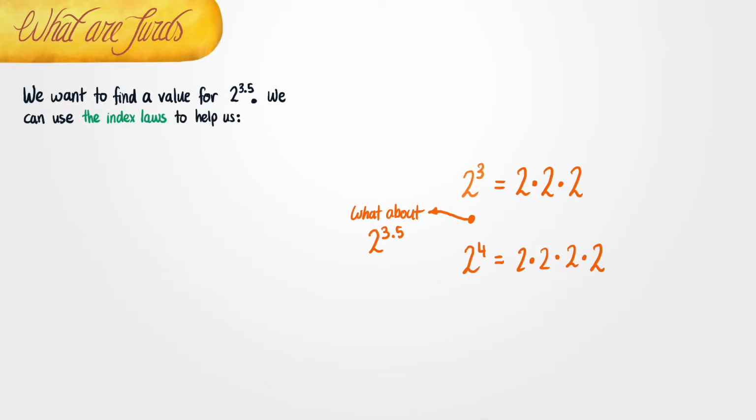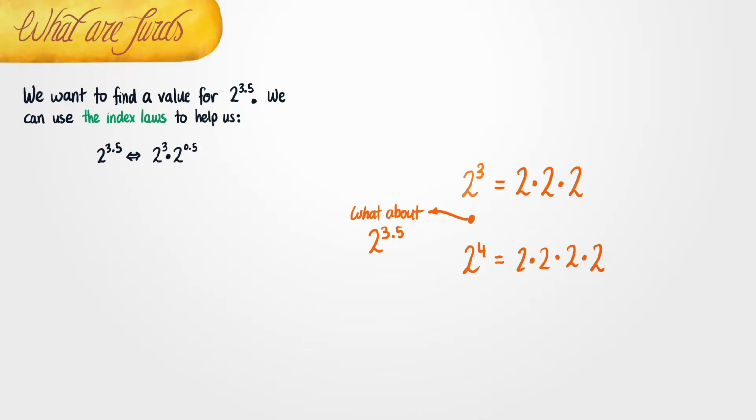So to figure out what 2 to the power of 3.5 should actually equal, we can start by actually using the index laws. First off, we know that 3.5 is the exact same thing as 3 plus 0.5. Once we know this, then the index laws say that this can be rewritten as 2 to the power of 3 and then 2 to the power of 0.5.